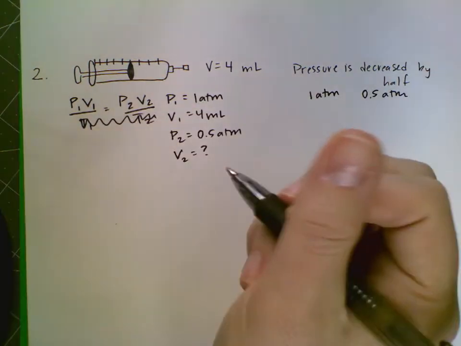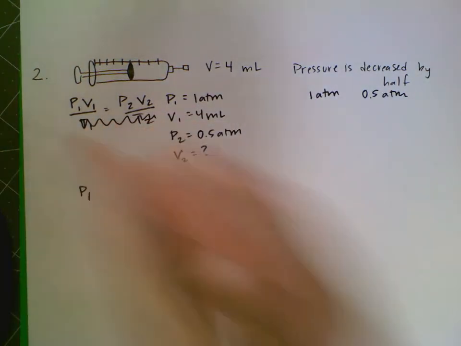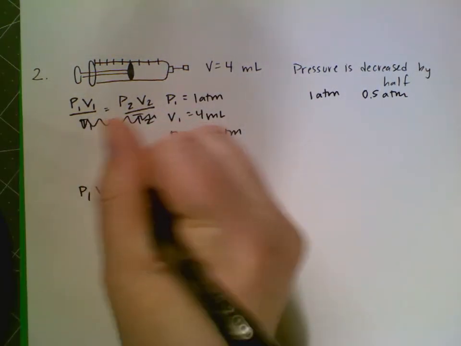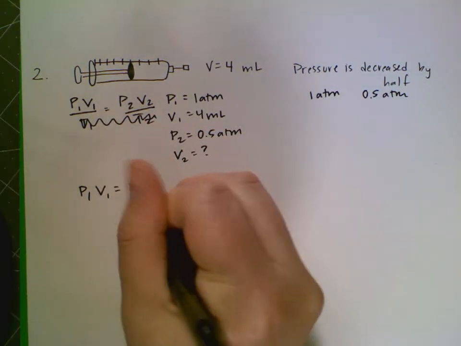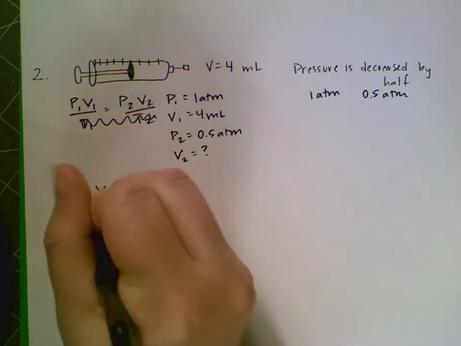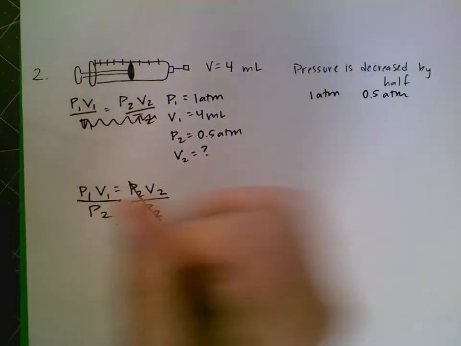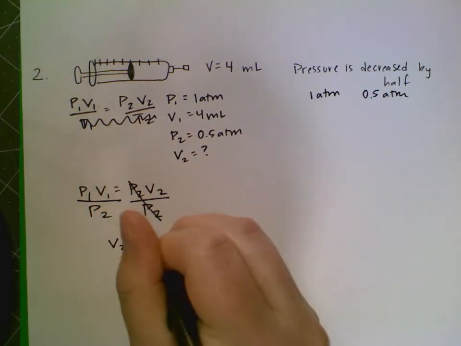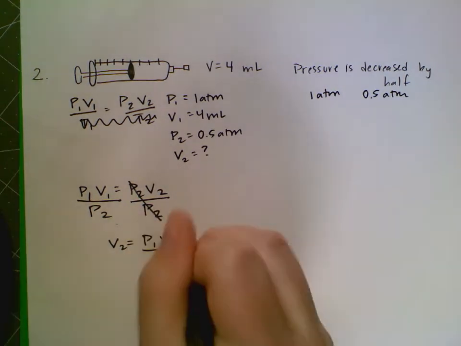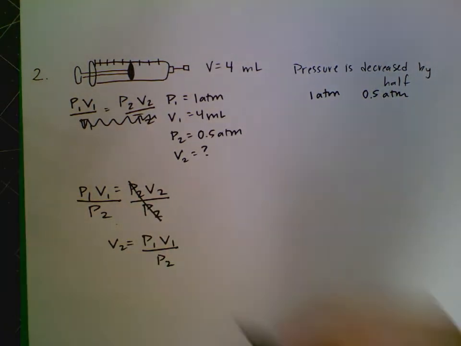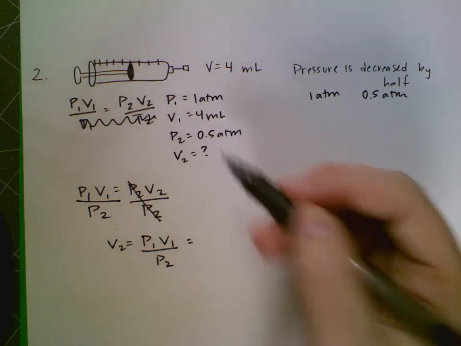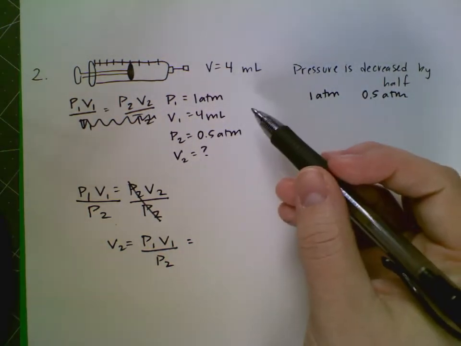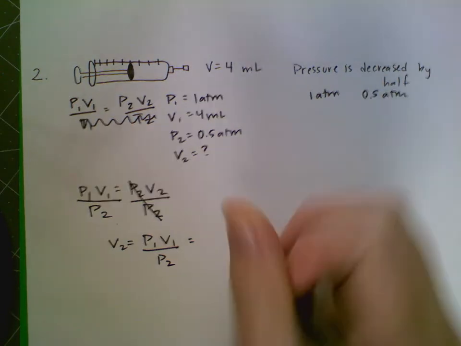So I'm going to do my algebra. P1 V1 equals P2 V2. Solving for V2, I need to get the P2 on the other side. So V2 is equal to P1 V1 over P2. Okay. So I'm going to put that into my equation with all of my variables now. We call it plug and chug. You take these numbers, you plug them into the equation, and you chug out an answer.